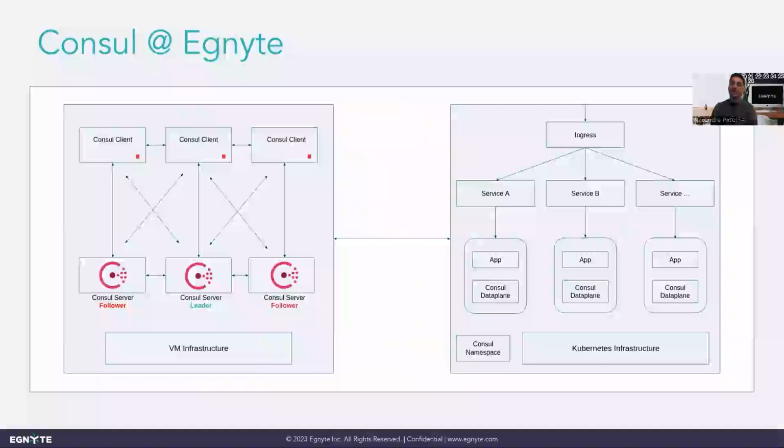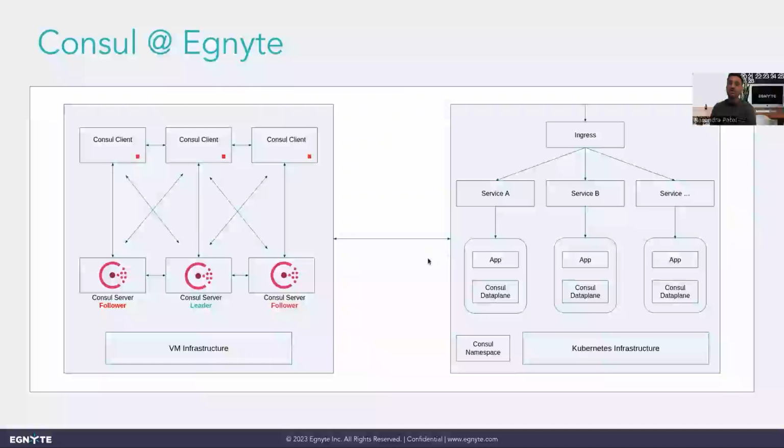Now that we saw the architecture for the object store, let's have a brief overview of how Consul works at Ignite. Like we discussed, we have workloads running on both VMs and Kubernetes, so we have the cluster configured at both ends. For the VM, it's a standard highly available Consul setup, with each node having a Consul client that connects to the Consul servers.